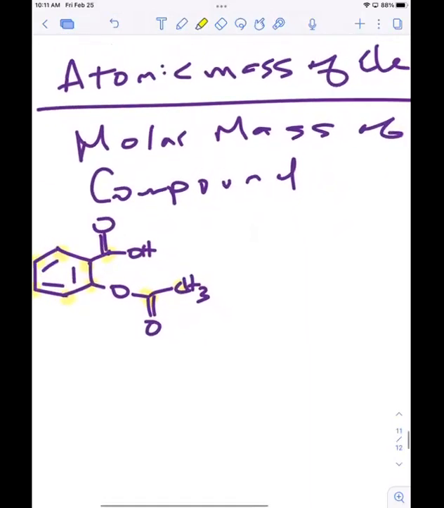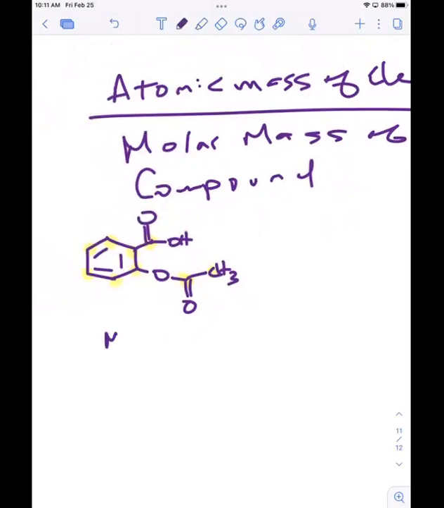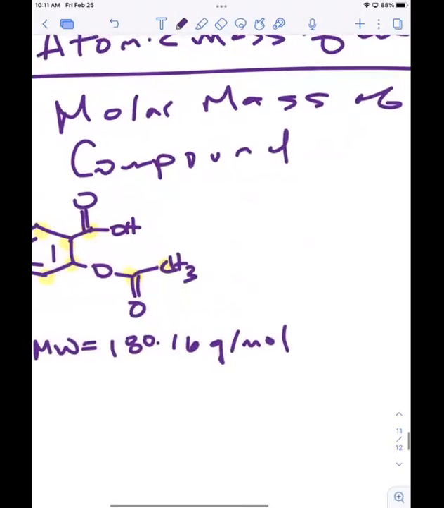So the molecular weight or the molar mass for aspirin is 180.16 grams per mole, and the formula is C9H8O3. Oh, not O3, O4. All right, C9H8O4.